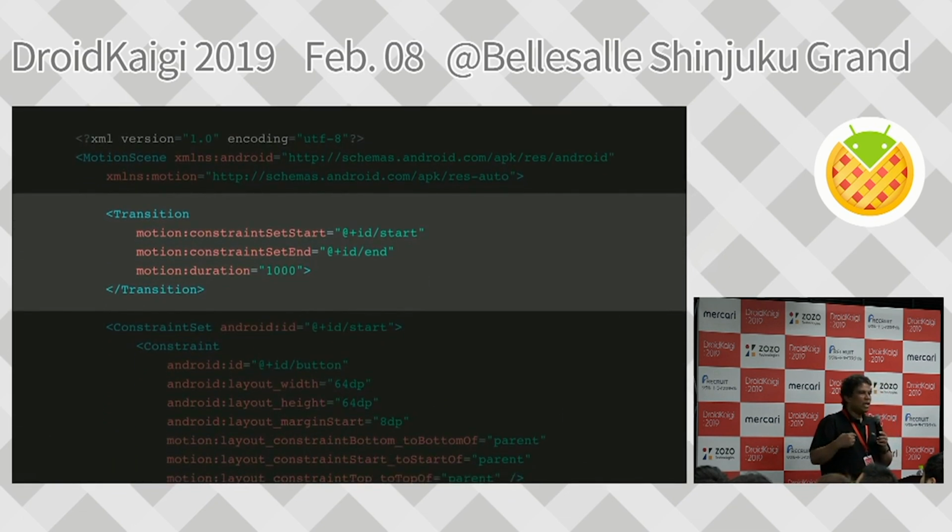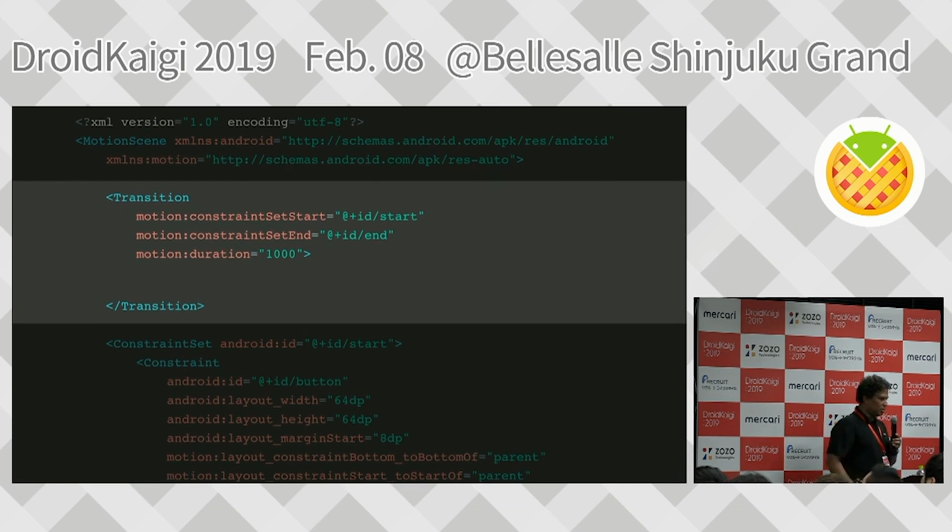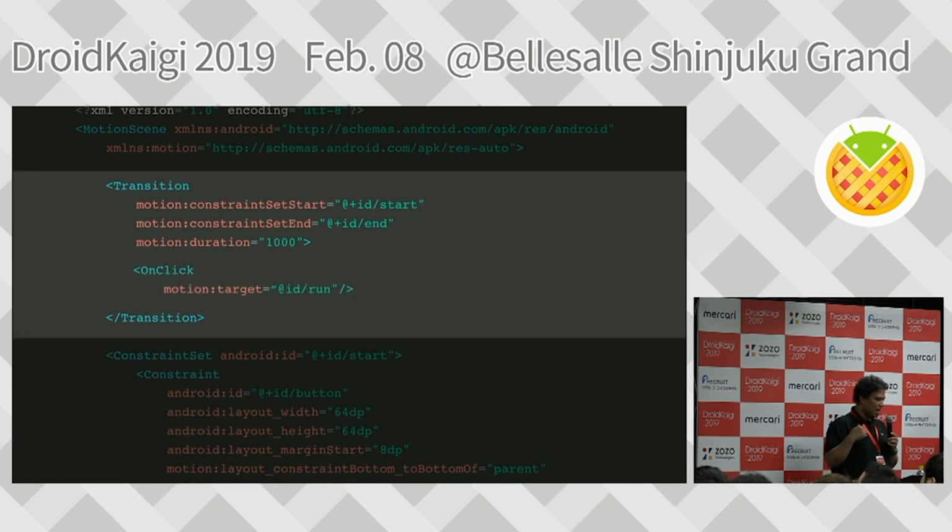So we can do that a lot simpler inside the motion scene, because one of the big things that MotionLayout supports is handling certain kinds of events to drive the animation. In one simple case, we can simply just add the callback for the button. So this is saying on click, just on click of that button, run the animation. So you won't even have to write the callback yourself.